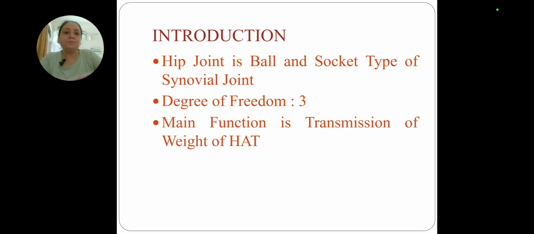Now, the hip joint is a ball and socket variety of a synovial joint, and it has 3 degrees of freedom, as you all know: flexion, extension, abduction, adduction, and internal and external rotation. But the main function over here is transmission of the weight of the head, arms, and trunk.